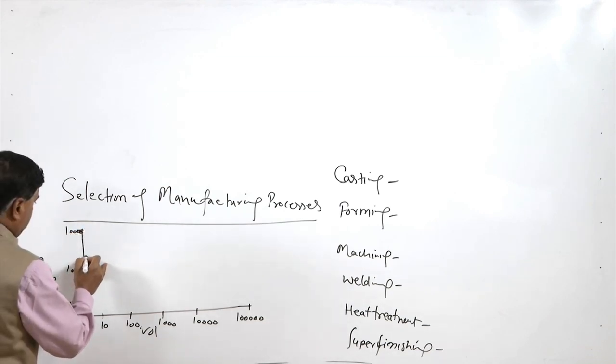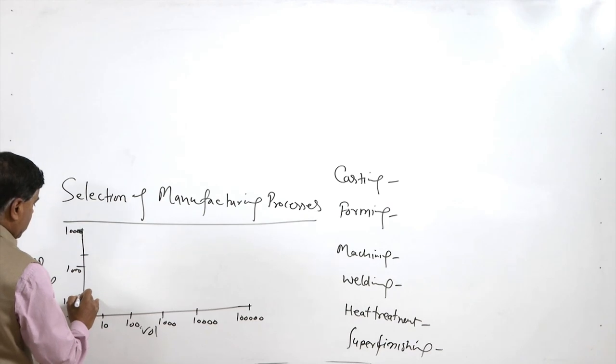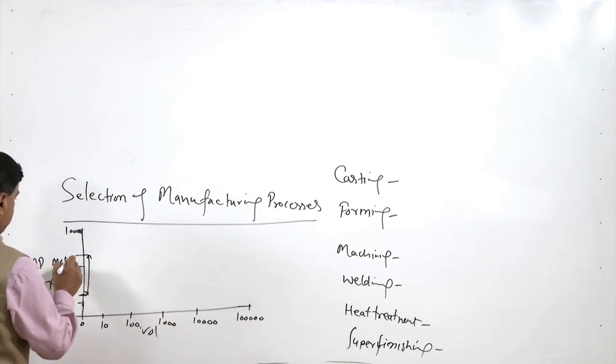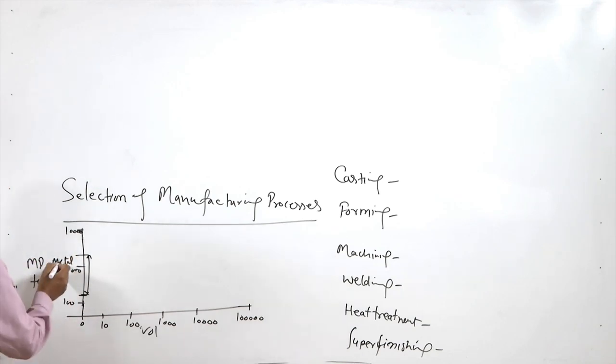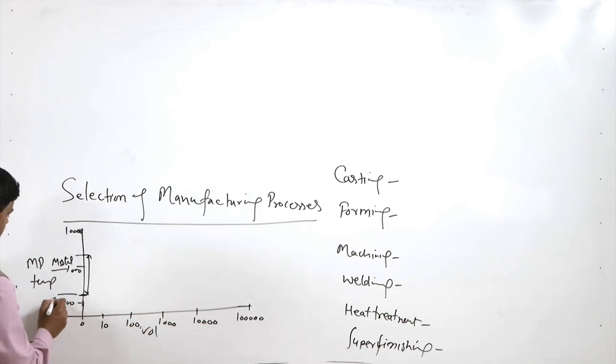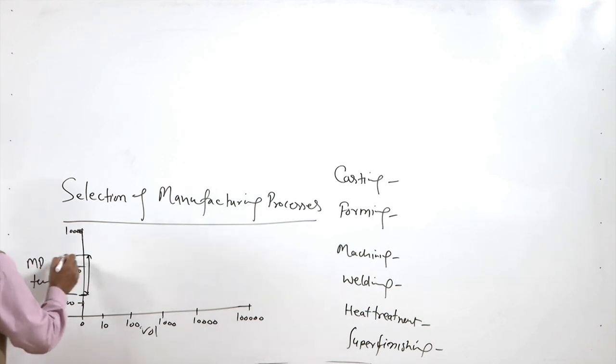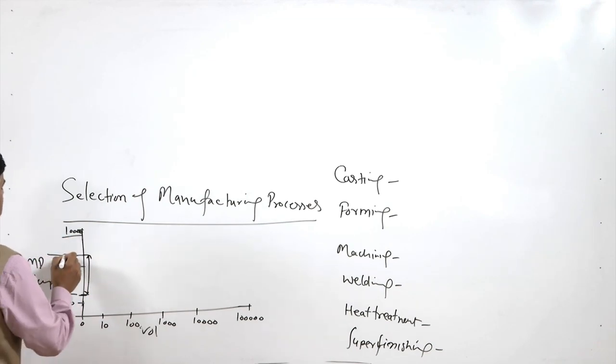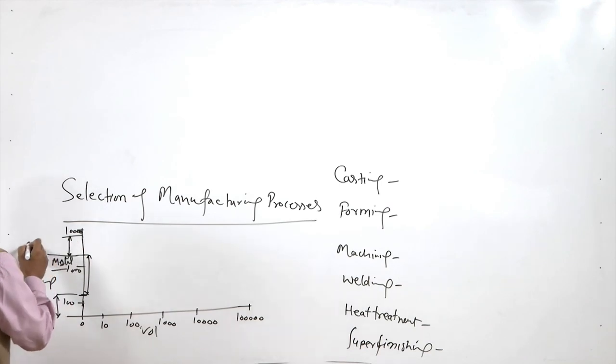So, for the metals, this is the approximate range for the metals, and this range is for the polymers, and above this it is the range of about 3000 to the higher, about 7000, 8000, for ceramics.